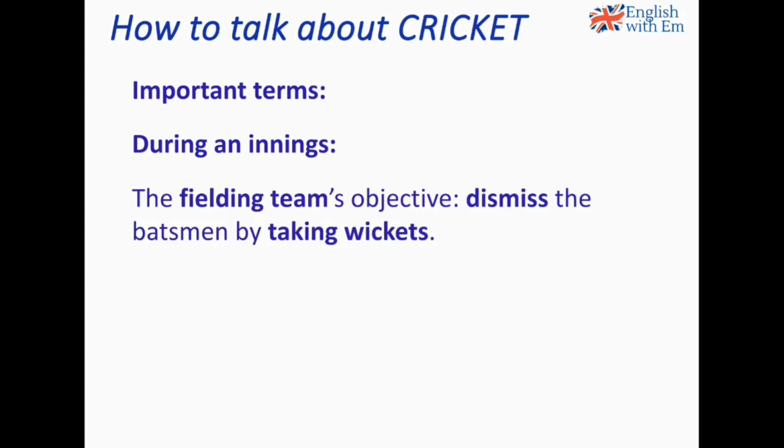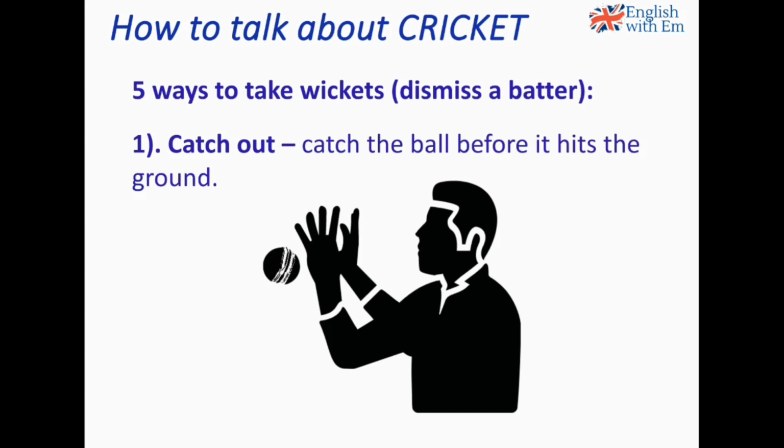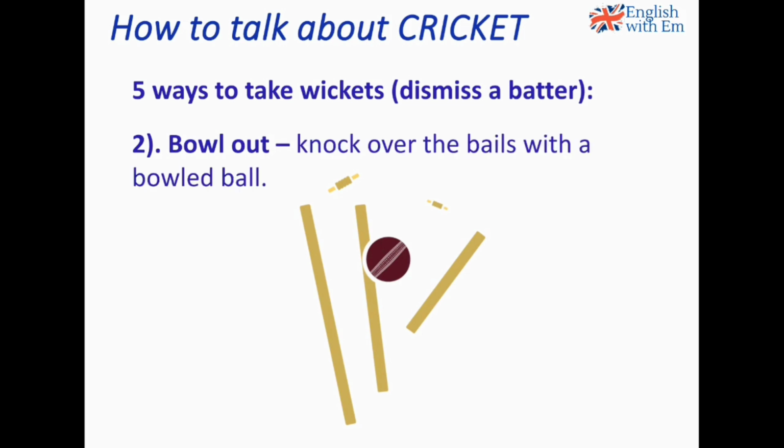The fielding team's objective is to dismiss the batsman by taking wickets. So to dismiss is to eliminate or get the batsman out. And to take a wicket, there are 5 ways to take wickets. You can catch out the striker. So this is if one of the fielders catches the ball before it hits the ground. You can bowl out the striker, or he can be bowled out if you knock over the bails with a bowled ball.